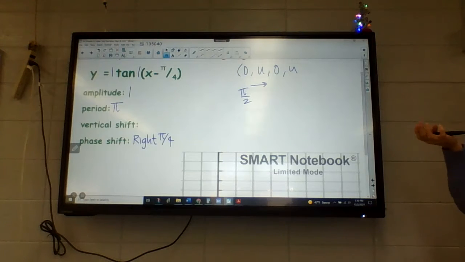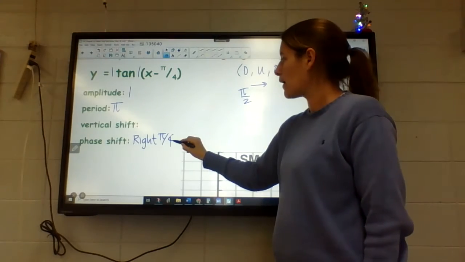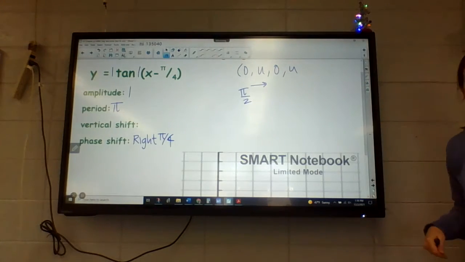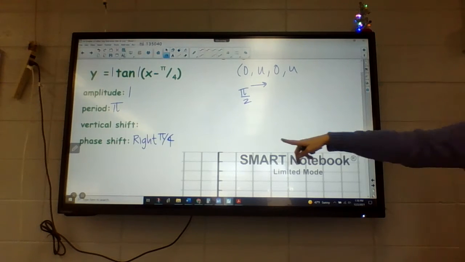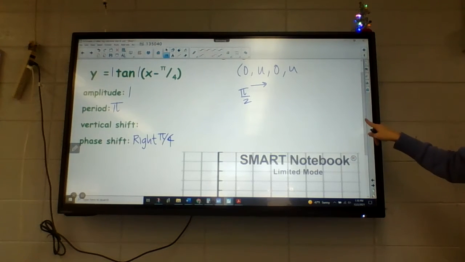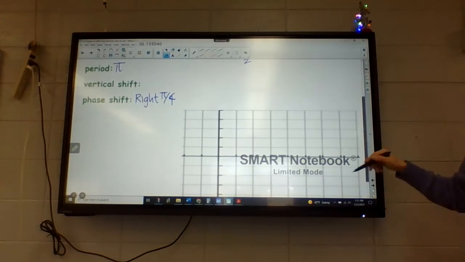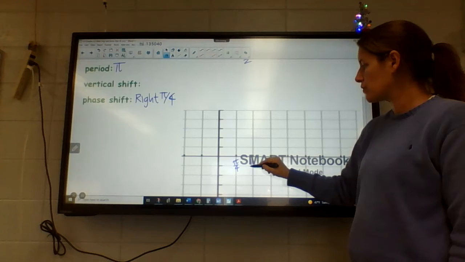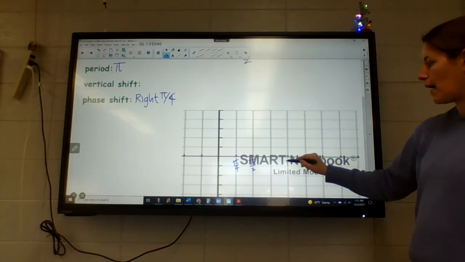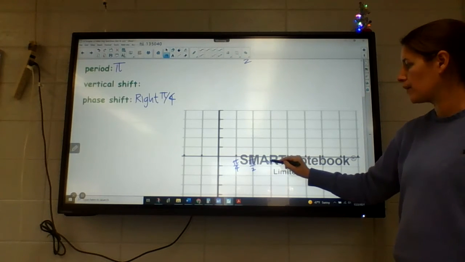And so what I'm going to suggest is that you do your marks on your graph a little bit differently. Rather than doing pi's over 2, I would do pi over 4 here, right? Because that's where we're moving it. Which would make this pi over 2. So this would be pi, this would be 3 pi over 4.